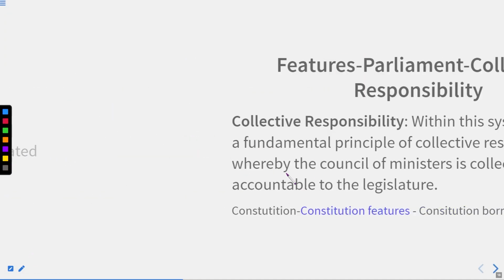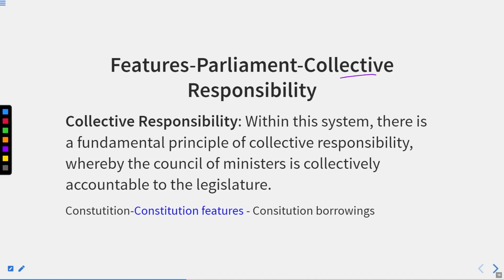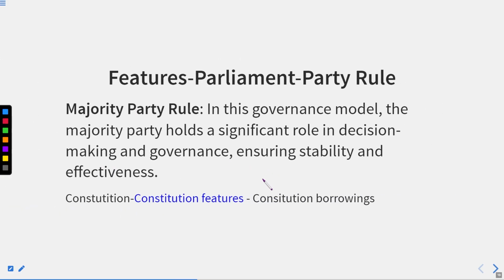All right. Now, thereafter, we have the collective responsibility, as I have told you. Within this system, there is a fundamental principle of collective responsibility, whereby the Council of Ministers is collectively accountable to the legislature, or you can say basically the Lok Sabha. It means that a no confidence motion could be passed against the Council of Ministers. All right. Now, let's move forward.